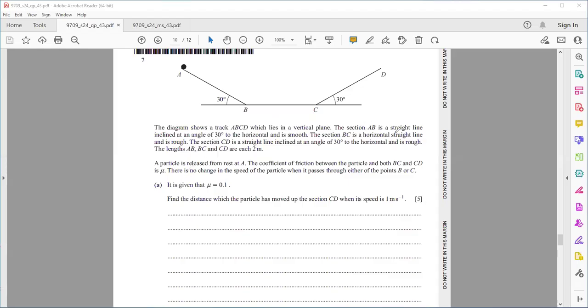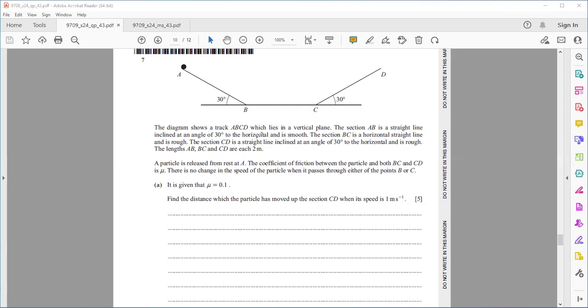The section AB is a straight line inclined at an angle of 30 degrees. AB is an inclined plane, BC is the horizontal, and the last section is CD, which is again an inclined plane, inclined at an angle of 30 degrees.